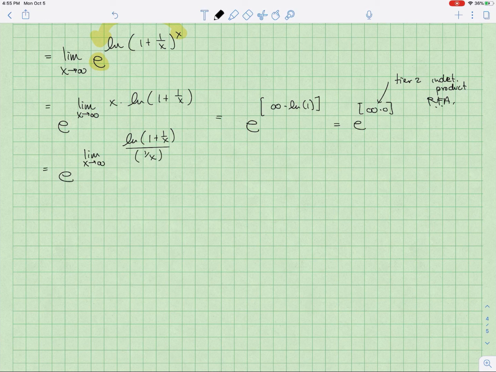Now, this becomes e to the 0 over 0, which is tier 1, indeterminate. And the further analysis we're going to use now is L'Hopital's rule, but we're only going to use it up here in the exponent.